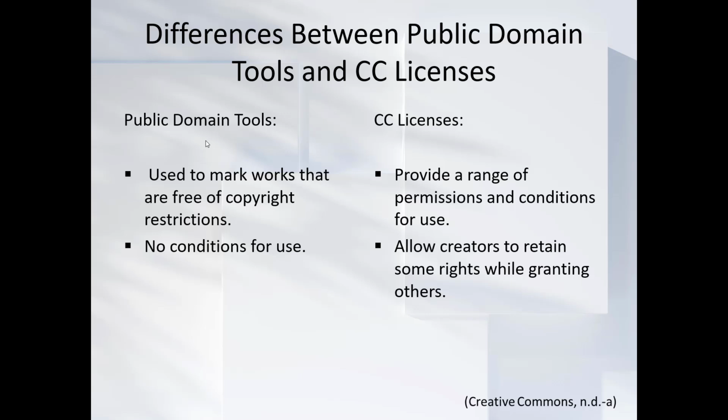What are some of the differences between public domain tools and CC licenses? Public domain tools are used to mark works that are free of copyright, and there are no conditions for using those. You don't have to do any attribution. They're free to use. For CC licenses, you can provide a range of permissions and conditions, as we went through, like non-commercial, share alike, and no derivatives, and this gives creators some flexibility while granting some rights.